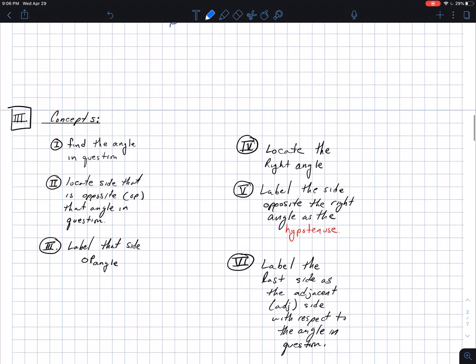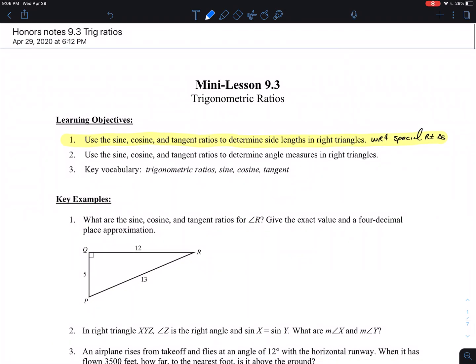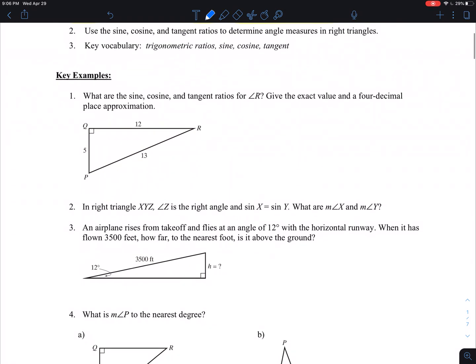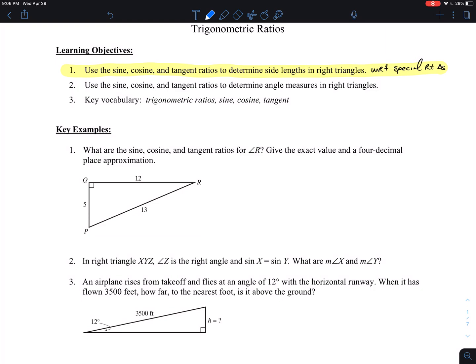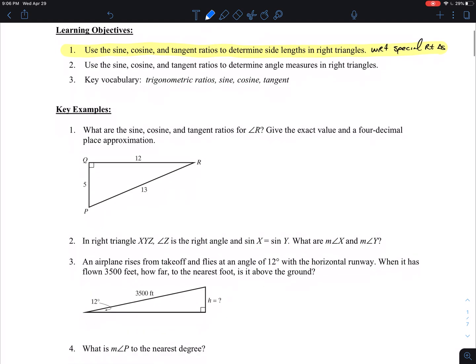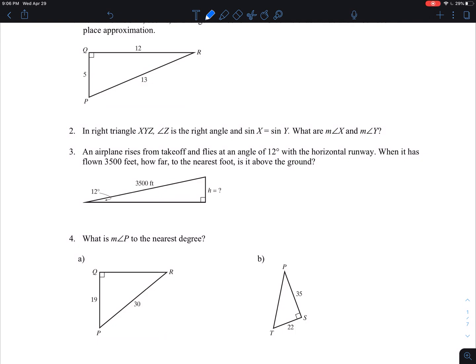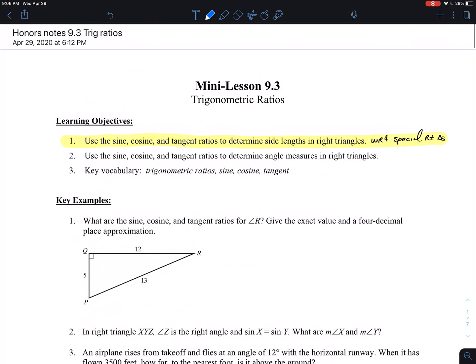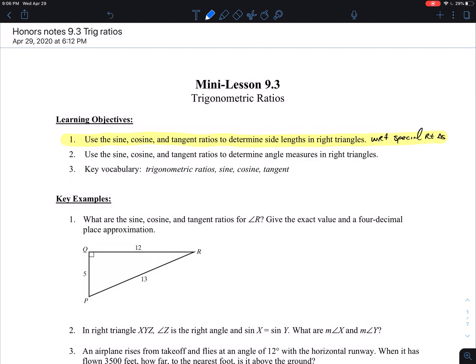As I said in the very beginning, this was never about doing the key problems yet. This was about using the sine, cosine, tangent ratios to determine side lengths in right triangles with respect to special right triangles. So, if you are so willing and inclined, you might be able to actually do these problems to a certain degree. Some of them, like number 4, you won't be able to do yet. Why? Because it's asking for an angle, and we clearly didn't talk about objective 2.